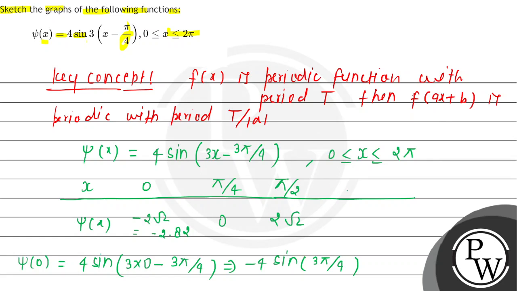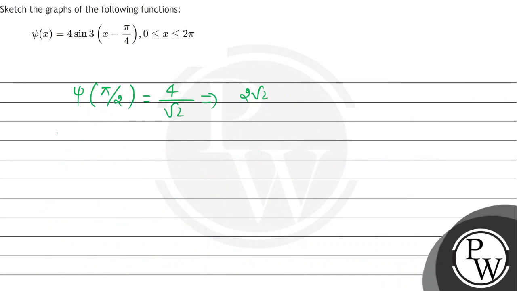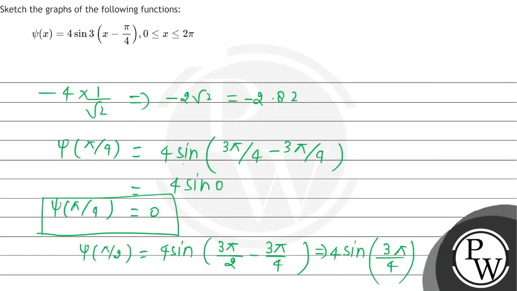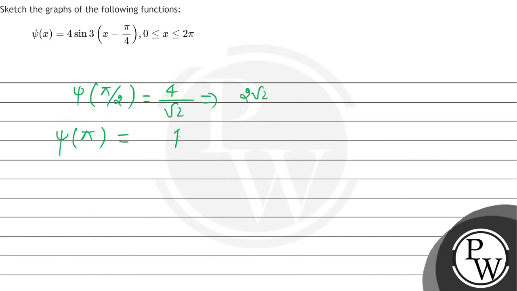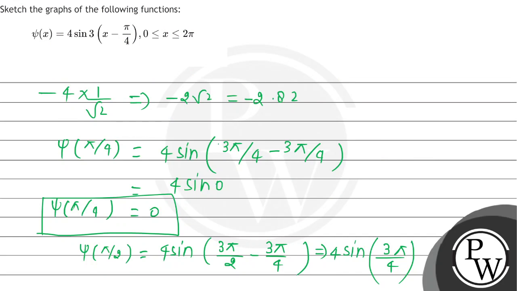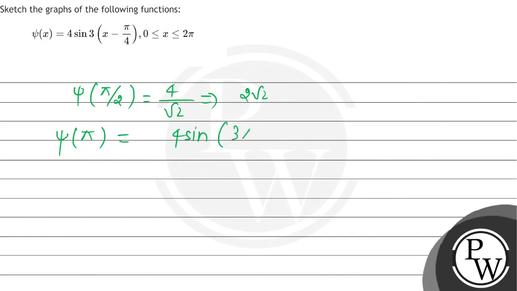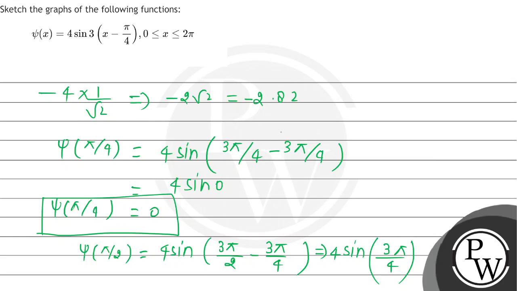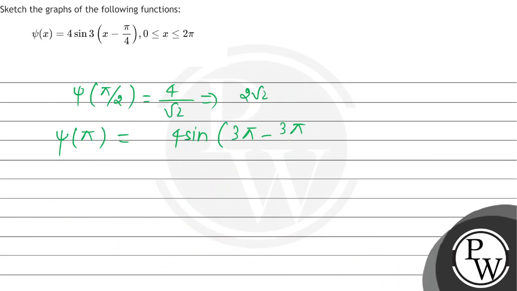अब हम आगे वैल्यू चेक करते हैं. Suppose we are checking at pi. Now we'll check at pi. So now we'll put the psi pi. Then after putting the value here, we'll get 4 sine 3 pi minus 3 pi by 4.